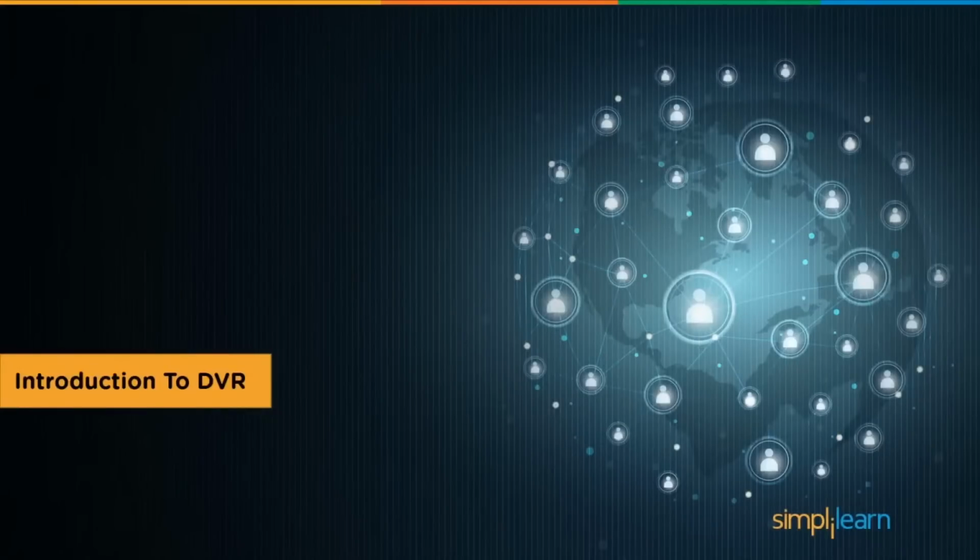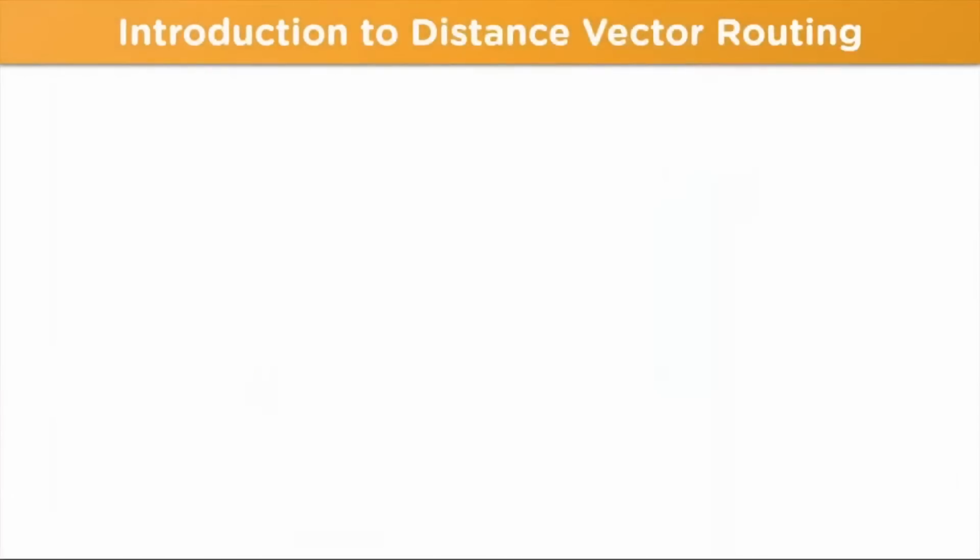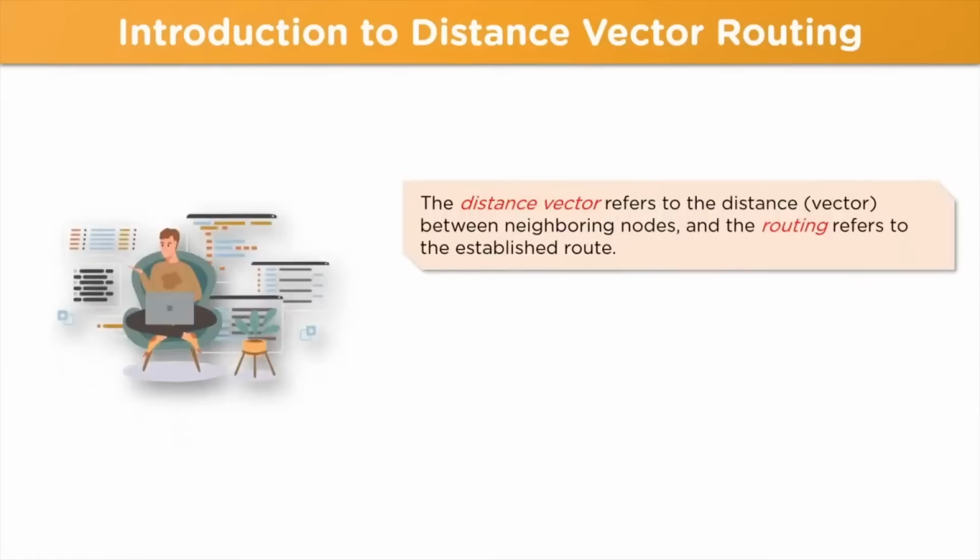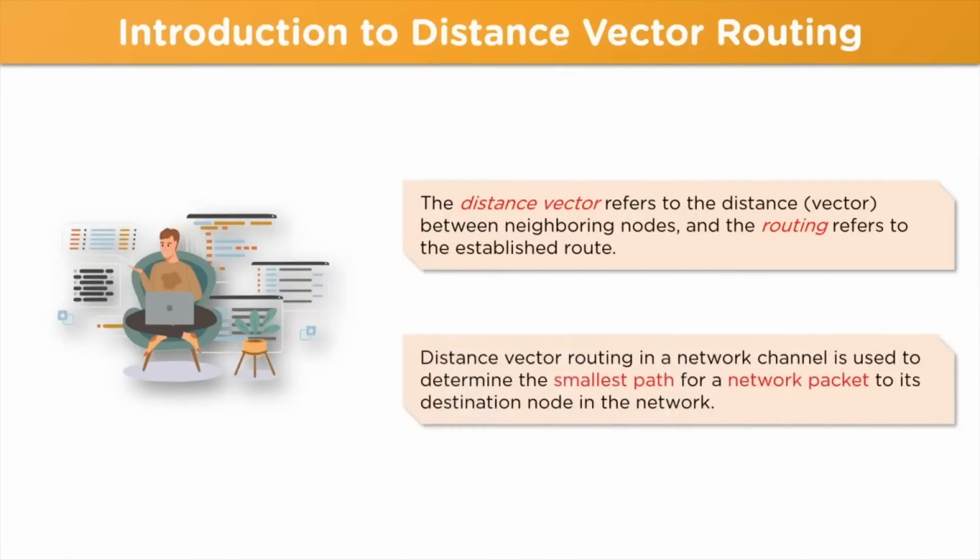Introduction to distance vector routing. Distance vector routing refers to the distance or the vector that is between the neighboring nodes in a network channel, and the routing part refers to the established route through which data packets are transmitted in the network channel. The other aspect of this routing protocol in a network channel is to determine the shortest path for a data packet in the network to reach its destination.